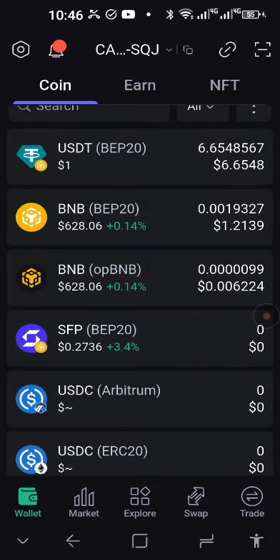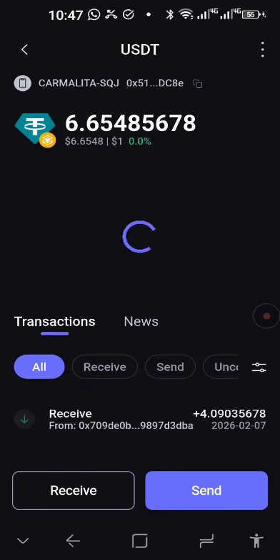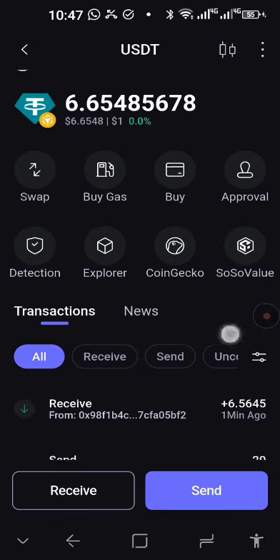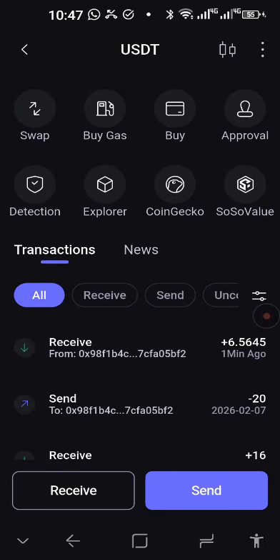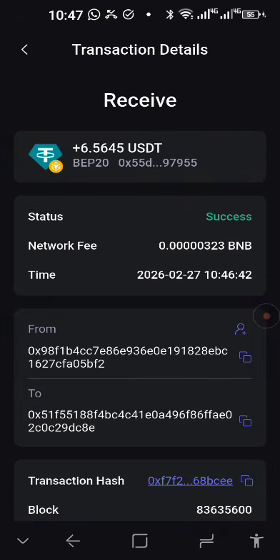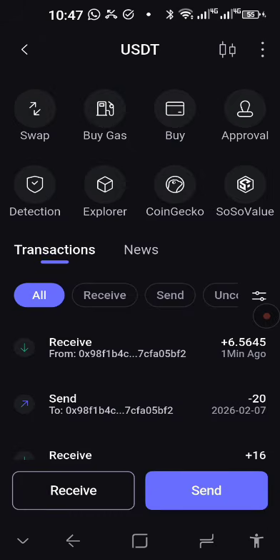6.6 at the moment, but let's look at this. Minus the 5%, 6.5. That's minus the 5%. So there we go. That is how you are withdrawing from Crypto Fortune.